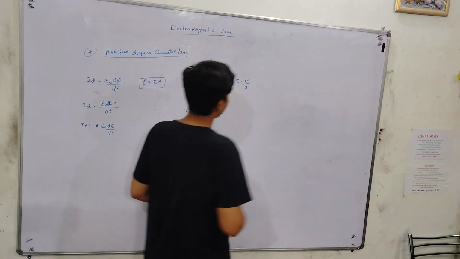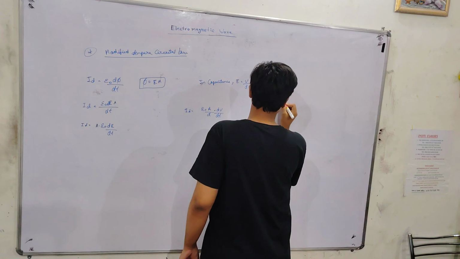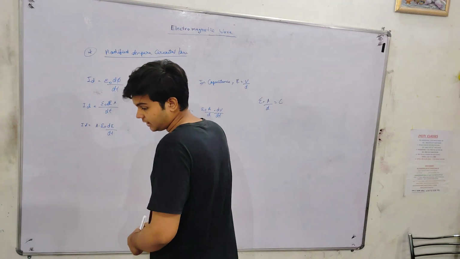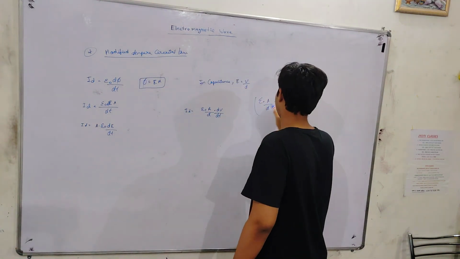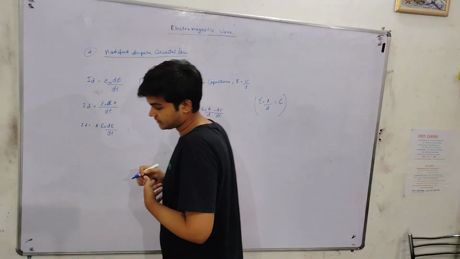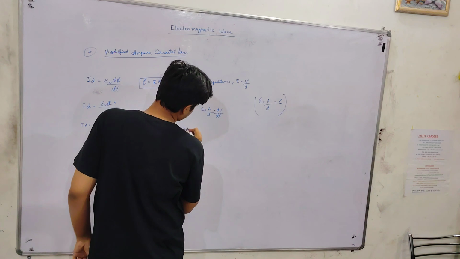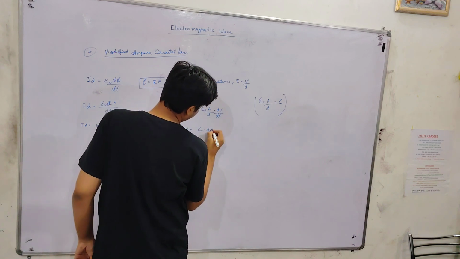Now we know that epsilon naught A by d equals C, capacitance, where A is the area of cross section. So we will get here displacement current equals C into dV by dt.